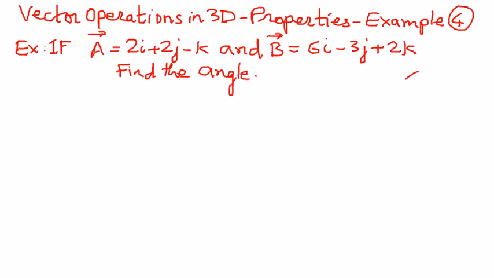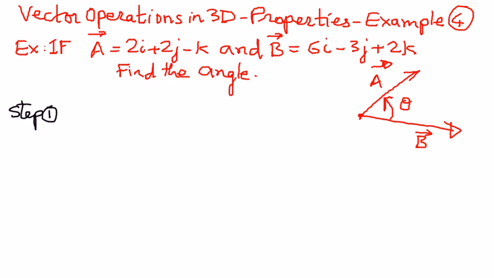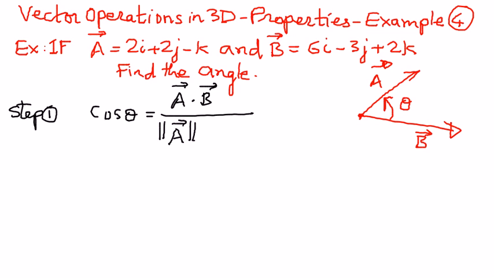Okay, so just to represent it in a diagram, if this is vector A and this is vector B, we want to find the angle between these two vectors, and if we call the angle theta, from one of the properties of vector operations, we know that the cosine of an angle is equal to vector A dot vector B divided by the magnitude of vector A times the magnitude of vector B. So that's the way the angle is defined.